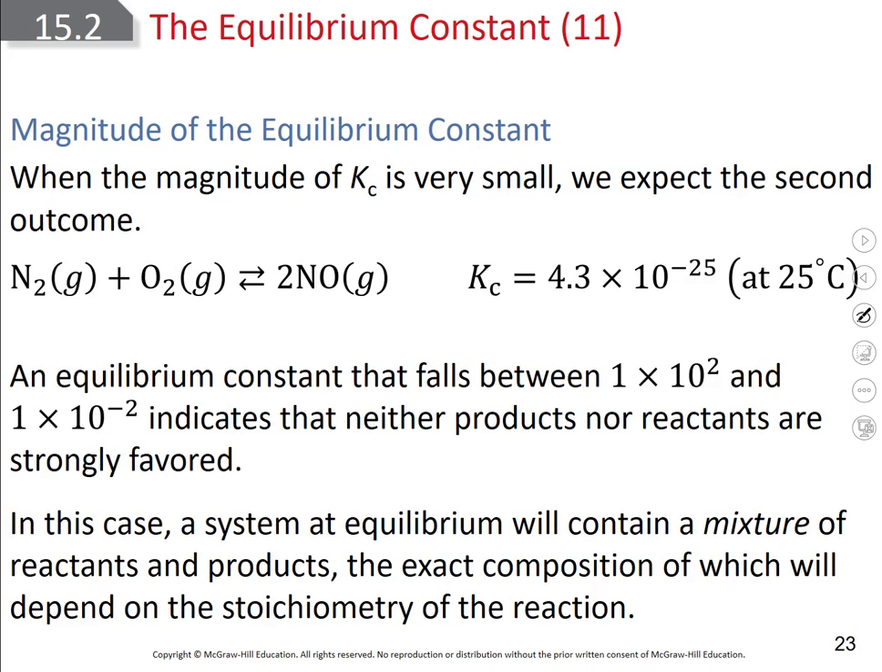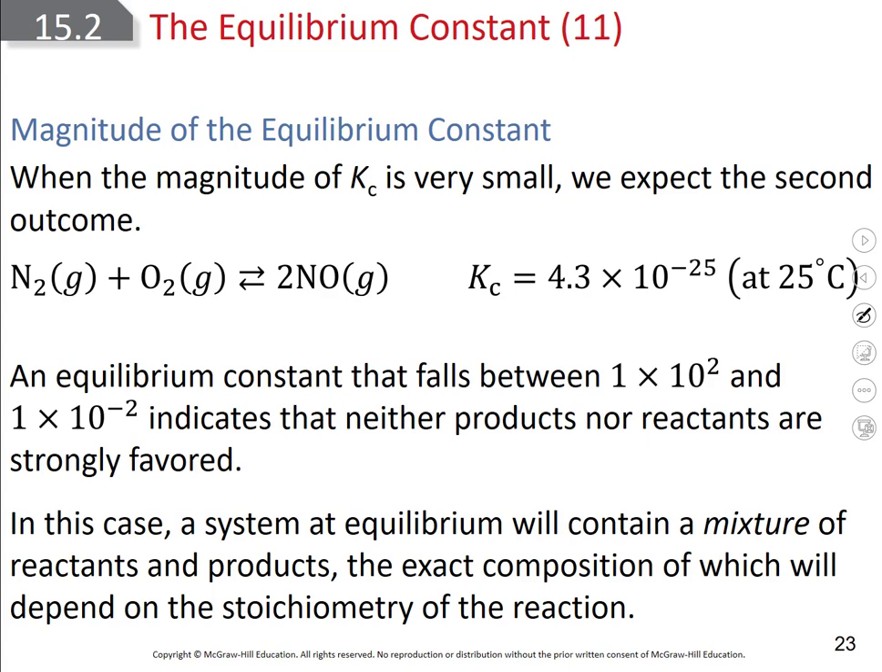Now, the opposite, when the magnitude of K is very small, I'd say smaller than 100th, or 10 to the negative 2 or smaller, then you expect the second outcome, which is that the reaction, when it hits equilibrium, is still mostly reactant. There's very little product. With very small products, your numerator is small, but with lots of reactants, your denominator is big, which will make the fraction a very small number. And again, I'd say that's below 10 to the negative 2.